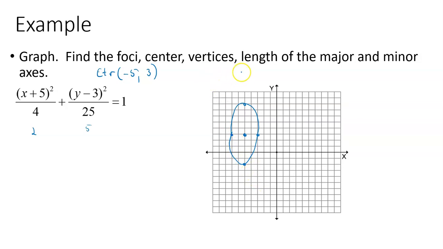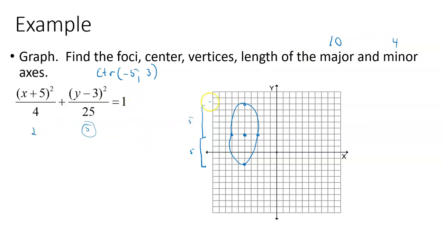This question says to find the length of the major and minor axis. Well, you notice that the square root of 25 is 5, right? So that must mean it's 5 units from the center to the top, but that also means it's 5 units from the center to the bottom. So you could just take the square root of 25 and double it. So the length of the major axis is 10. The same thing is going to be true the other way. If it's 2 units from the center left and center right, 2 plus 2 is 4. So the minor axis has a length of 4.